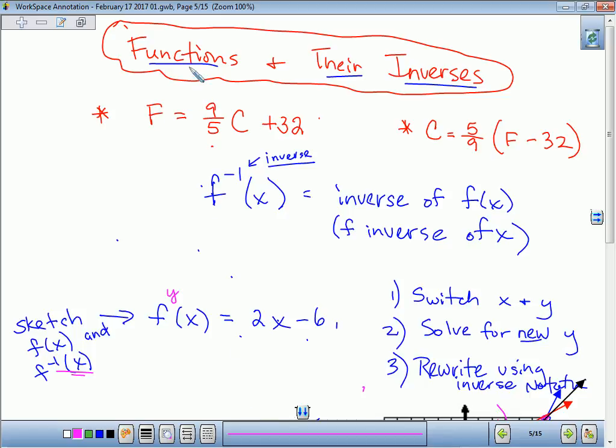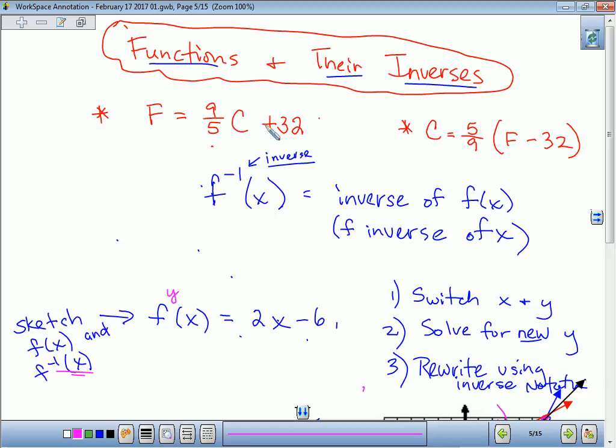Alright, now we're going to start today's lesson about functions and their inverses. It's a pretty simple lesson, kind of pairs up with yesterday being a simple lesson. I think two inverse functions you're already very familiar with are in the form of formulas. You know this formula and this formula. What are those formulas right there, guys? Fahrenheit and Celsius. Fahrenheit and Celsius, okay?